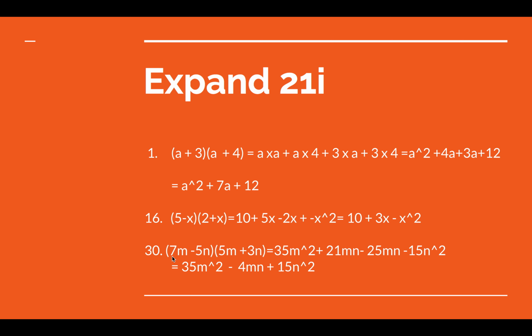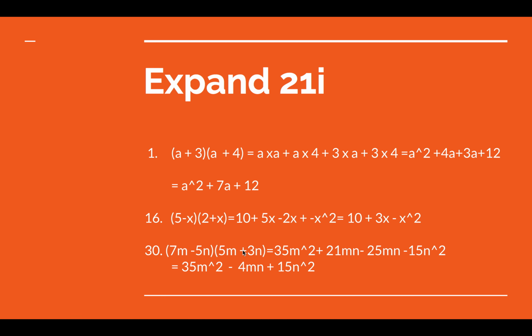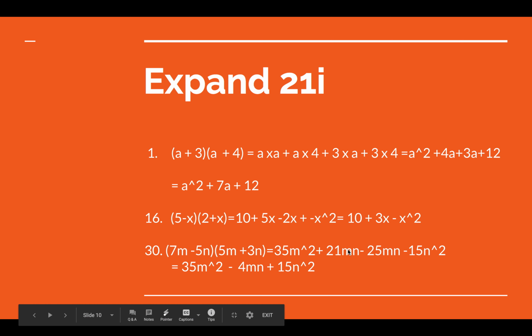So here we've got 7m minus 5n, and then we've got 5m plus 3n. Again, 7m is going to multiply itself with 5m, and then 7m is going to multiply itself with 3n. So that 7m is multiplied with everything in the second bracket. And then we move on to minus 5n, and minus 5n will multiply itself with everything in the second bracket too. So minus 5n multiplied by 5m, minus 5n multiplied by 3n. So this is what we wrote in the second expression.